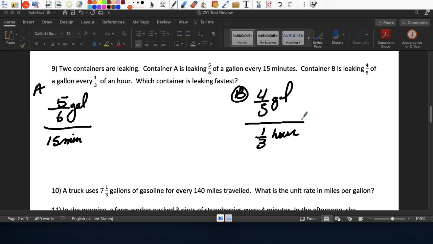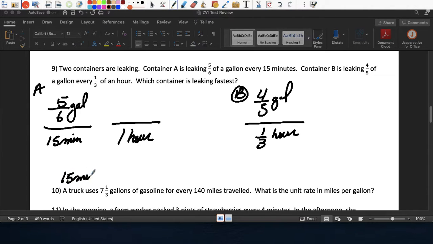So we need to find the unit rate. Now here's where you have to be careful. In this case, I would change both of them to hours. Now, the tricky part is the first one. So we have 15 minutes. How do I get 15 minutes to become 1 hour? Now think about time. How many 15 minutes are in 1 hour?